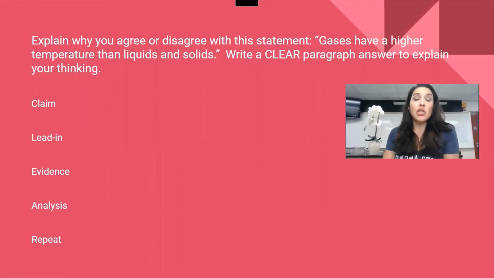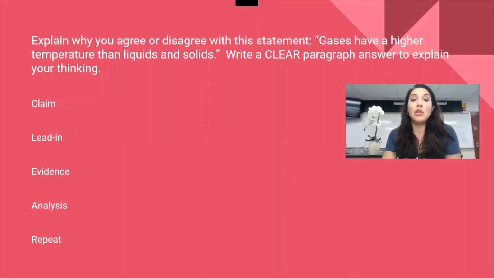Your lead-in should give some context. Why do we even care about gases and temperature and solids and liquids? What relevance does that have to our lives? Your evidence would be from some of the demonstrations you saw, the notes that we've taken in class, the readings that you've completed, or observations you've made in your everyday life. The analysis piece will tie those pieces of evidence back into the claim and show how they support or refute the statement that gases have higher temperatures than liquids or solids.